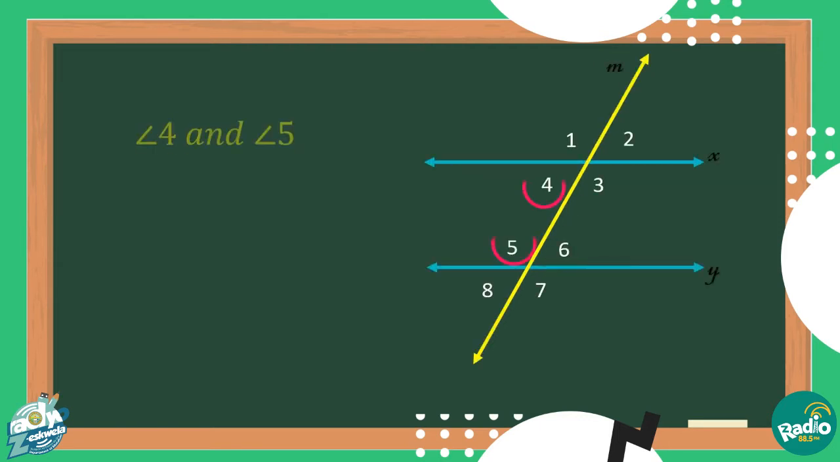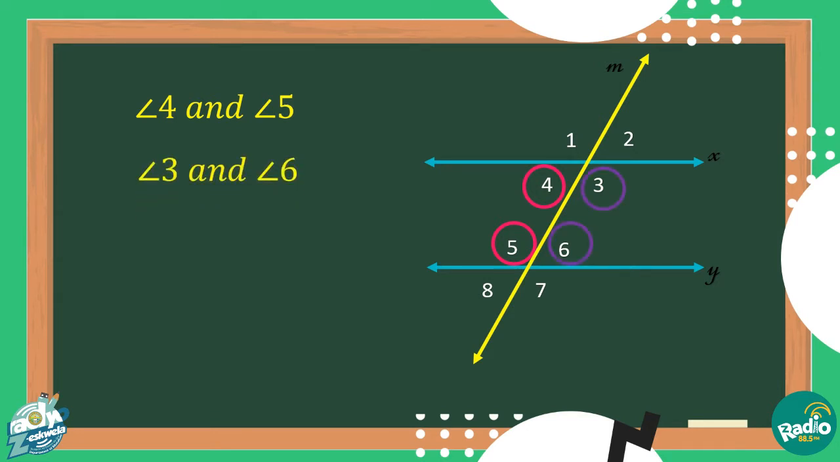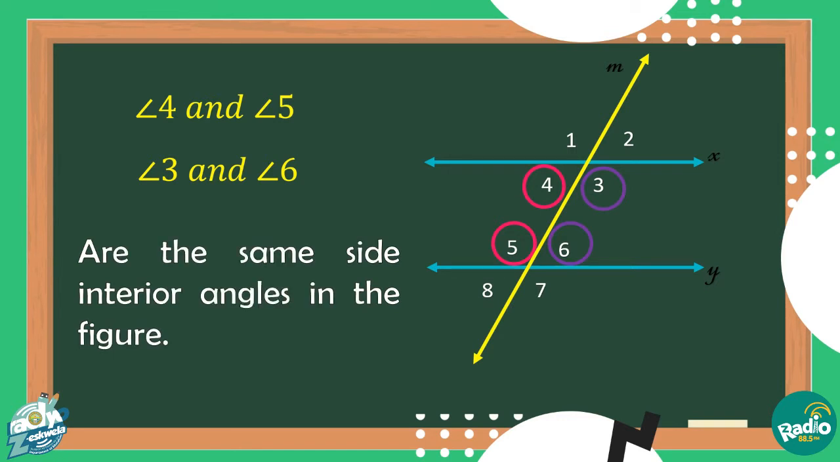On the other hand, angles 4 and 5, angles 3 and 6 are what we call interior angles. But when we say pair of angles 4 and 5 and pair of angles 3 and 6, these are what we call the same side interior angles.